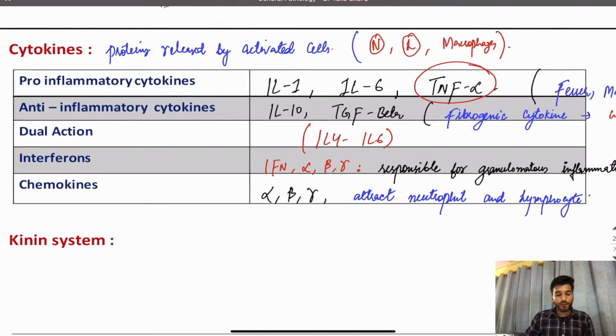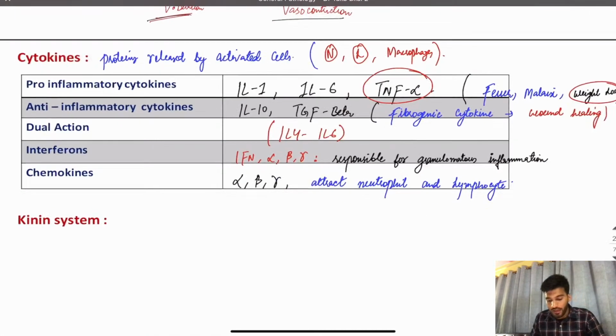Cytokines. So we have pro-inflammatory cytokines, guys: interleukin 1, interleukin 6, TNF alpha, causing fever, malaise and weight loss. We have anti-inflammatory cytokines, guys: interleukin 10 and TGF beta, which is a fibrogenic cytokine that helps in wound healing. We have a dual action with the help of interleukin 4 and interleukin 6. Interferons alpha, beta, gamma are responsible for the granulomatous inflammation, and chemokines are responsible for the attraction of neutrophils and lymphocytes.